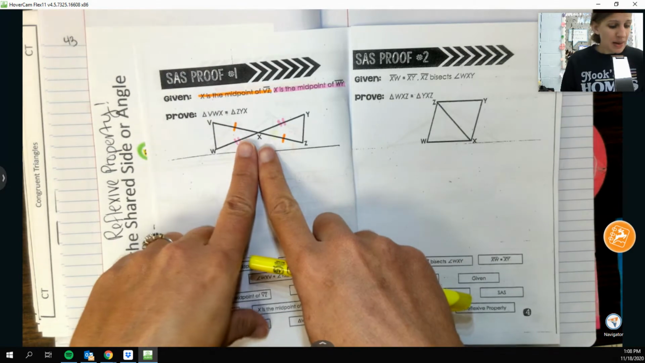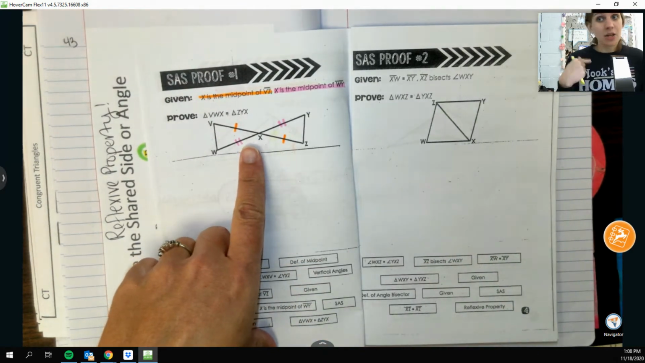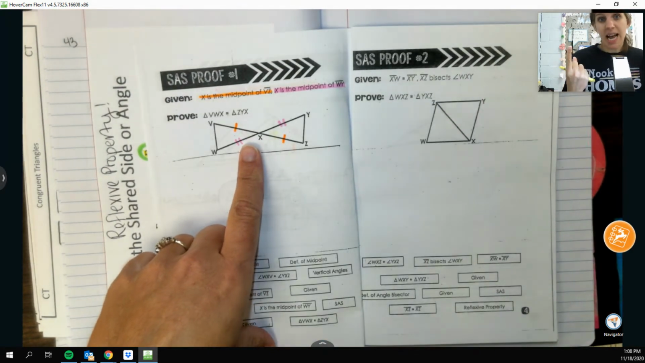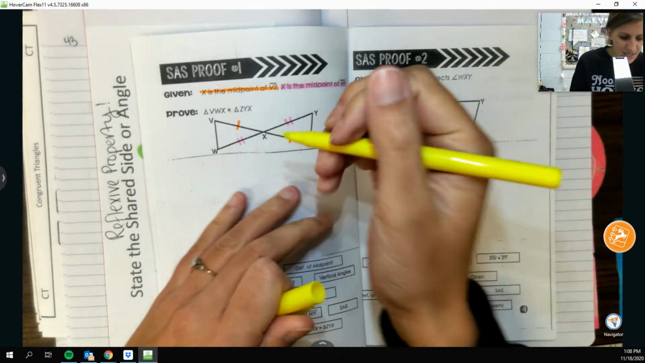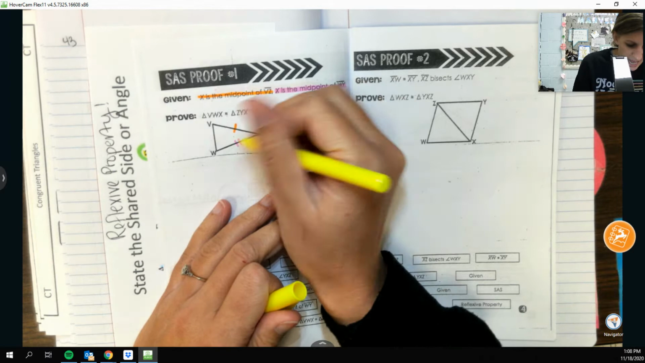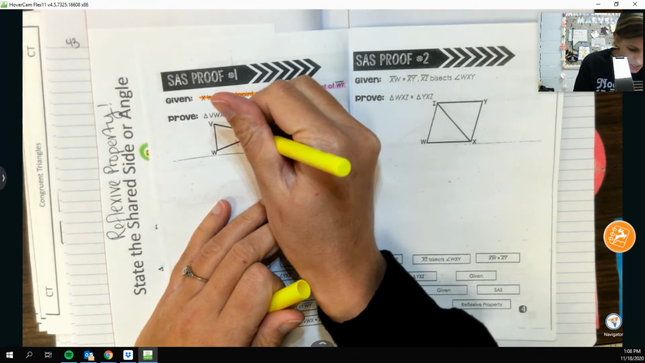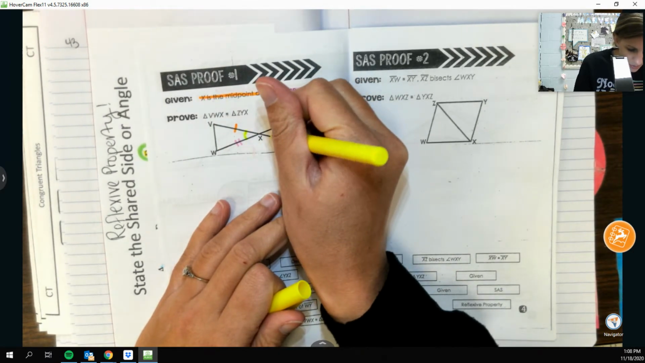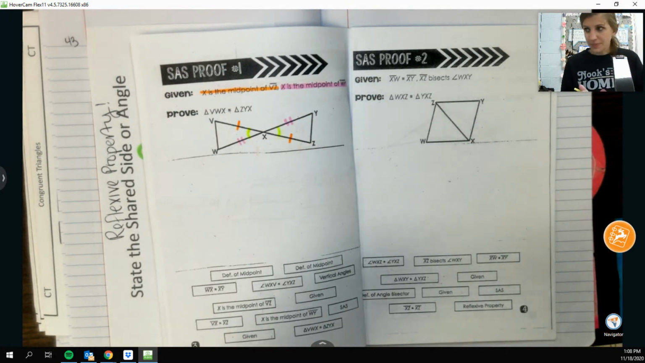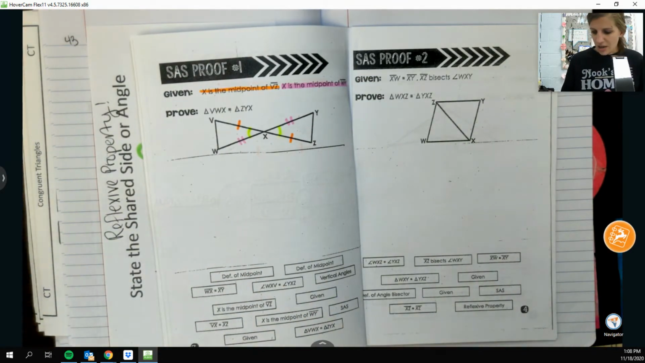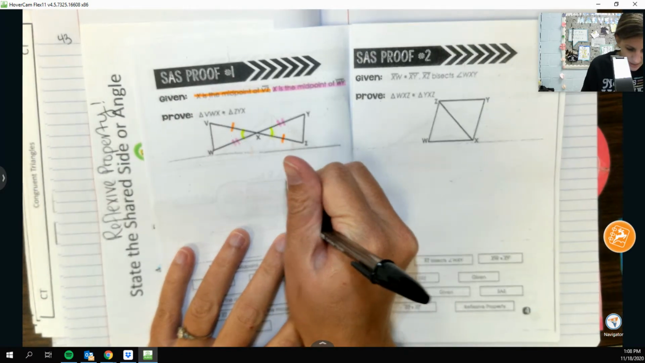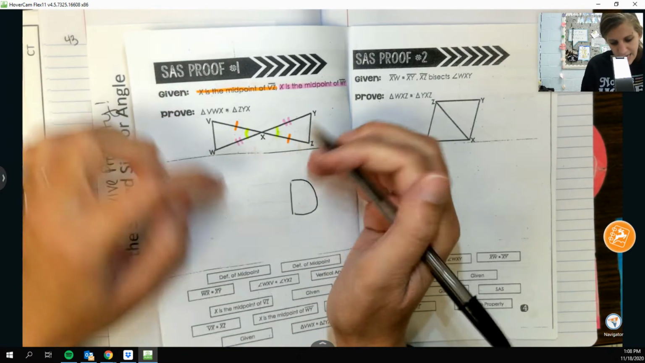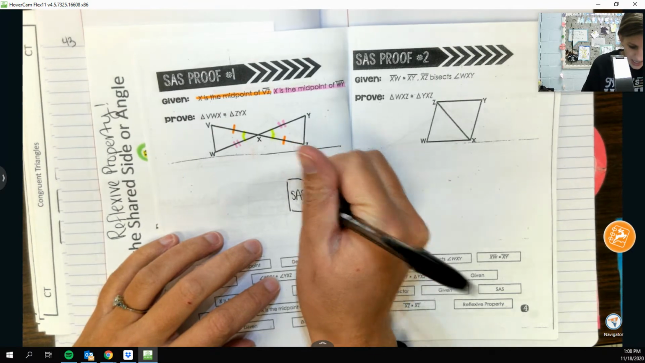So again, if I take a look at my picture, I can look for a reflexive shared side or vertical angles, which I think is what I have this time. At X, we have two lines crossing. And so this angle would be congruent to that one. And so I can prove the two triangles are congruent by side, angle, side. So SAS.